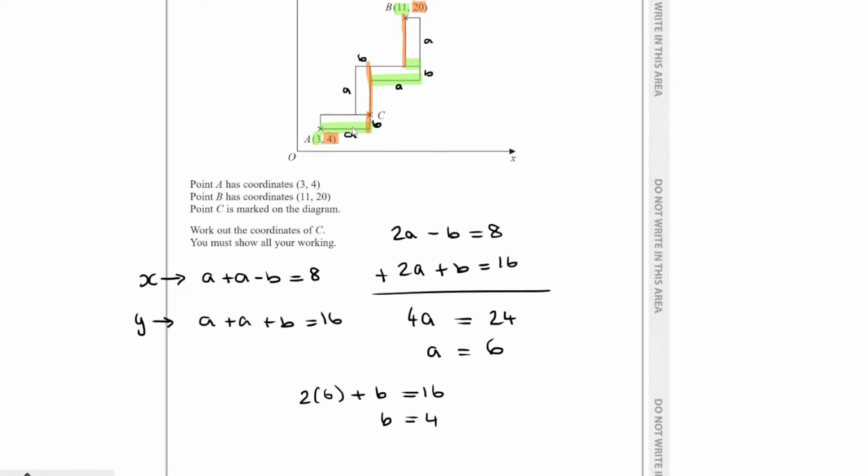and said to get from A to C across, that's just one long side. We are starting at 3, and then we're going to add A, which is 6. So the coordinate C is 3 plus 6 for x. To get from A to C vertically, it's just up a short side. A starts at a height of 4, and then the short side was also 4, so you add that. Does that make sense?